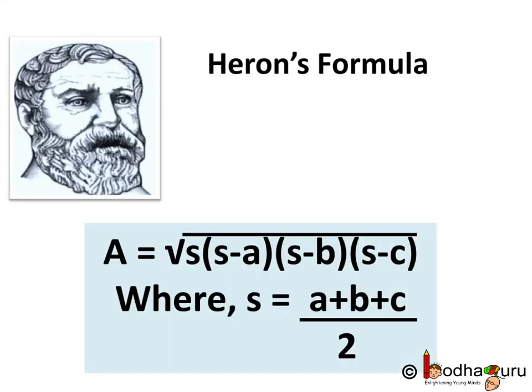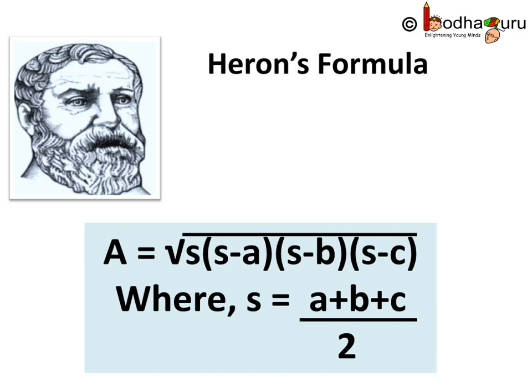Now, let us use Heron's formula to find the area of the outer surface of the umbrella. So here, A, which denotes the area of the triangle, is equal to the square root of S multiplied by (S minus A) multiplied by (S minus B) multiplied by (S minus C), where S is the semi-perimeter of the triangle. It is half the perimeter of the triangle. A plus B plus C is the perimeter. So, semi-perimeter is equal to (A plus B plus C) by 2.